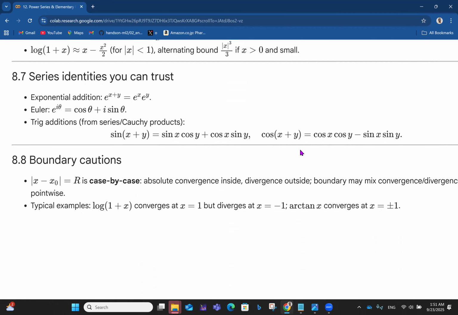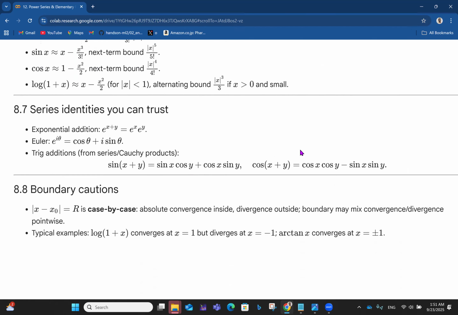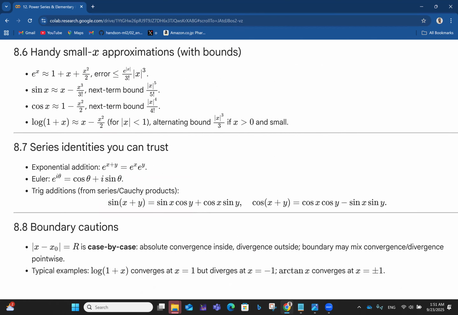Then there are boundary cautions now. Boundary cautions. So when absolute value of x minus x naught is equal to the radius of convergence, it is case by case, because anytime you're at the boundary, you have to check for each point. Very important. And you can have absolute convergence inside, you can have divergence outside, or you can have boundary which may mix convergence and divergence pointwise. So typical examples will be log of 1 plus x, which converges at x equals 1, but diverges at x equals minus 1, and arctan of x, which converges at x equals plus or minus 1, like that.